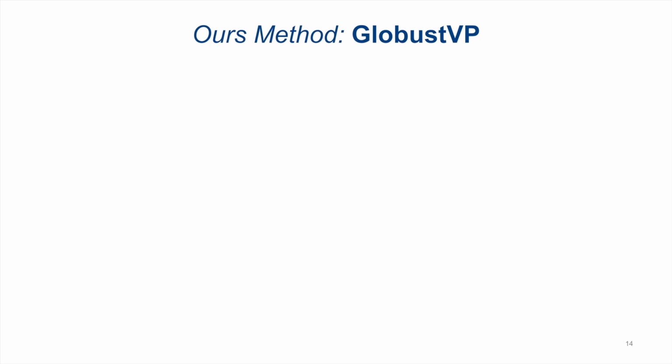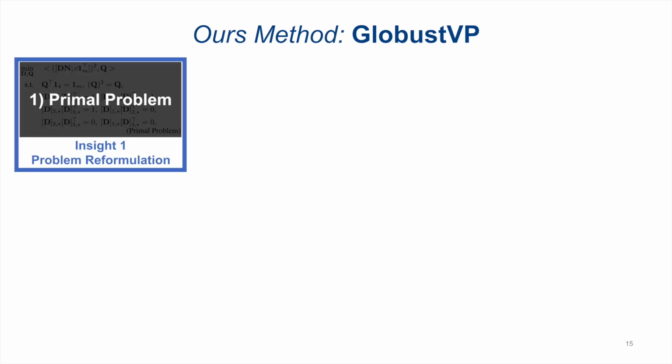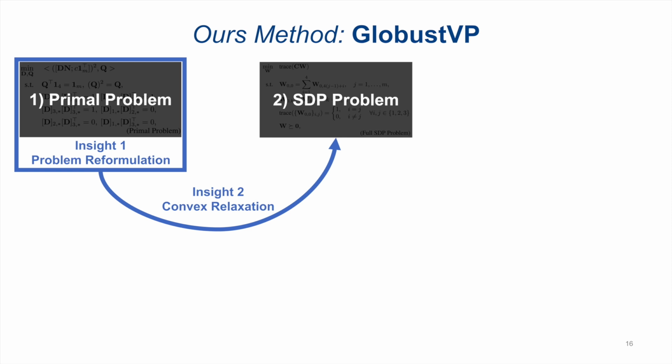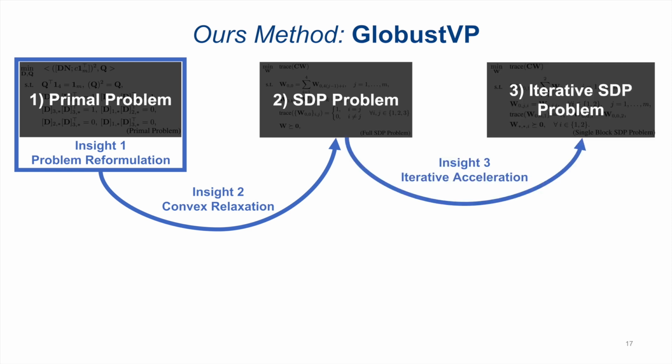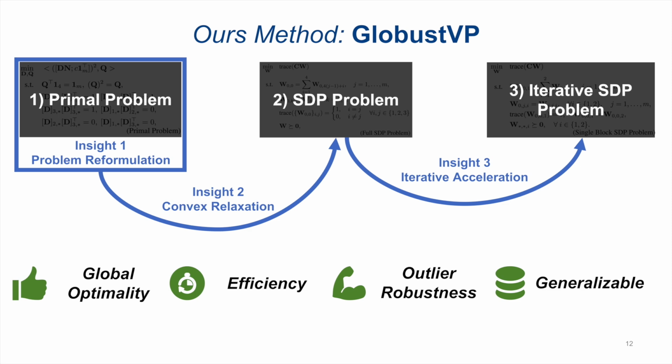Our method GlobustVP is designed to overcome the trade-offs in previous approaches. It's built on three insights. Problem reformulation, we first reformulate the hard line to VP assignment into a continuous constrained optimization problem. Convex relaxation, we relax the non-convex constrained problem to a convex semi-definite program which guarantees the global optimality. Iterative acceleration. We propose an iterative scheme that decomposes the full SDP into smaller subproblems, dramatically improving its efficiency. Through these three insights, our method satisfies all four critical criteria introduced before.